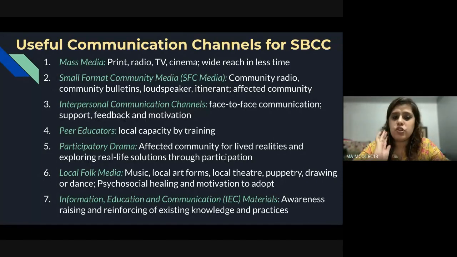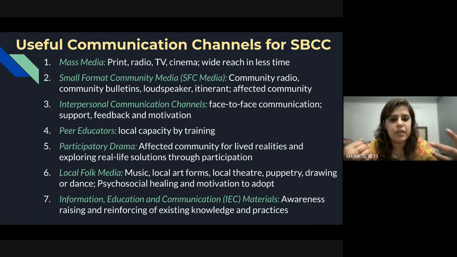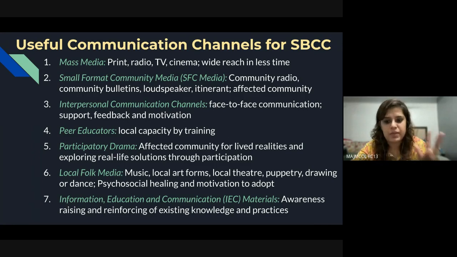The fifth communication channel is participatory drama. Participatory drama is usually undertaken by individuals who are affected in a particular community. So for example, it can be the issue of gender bias. It can be an issue of women being harassed in public or in private places, whatever.